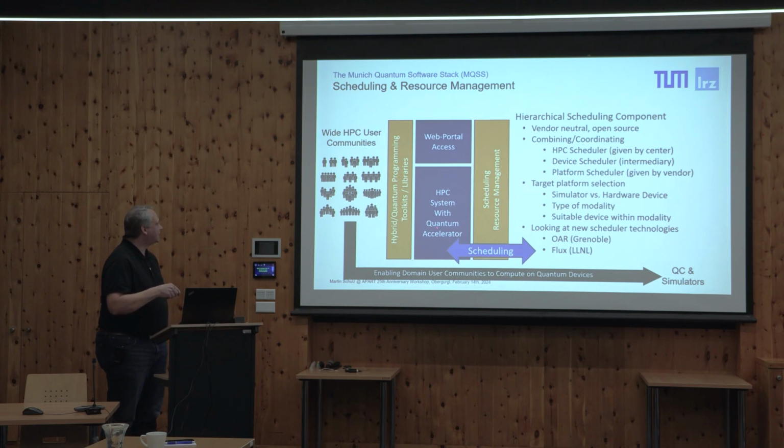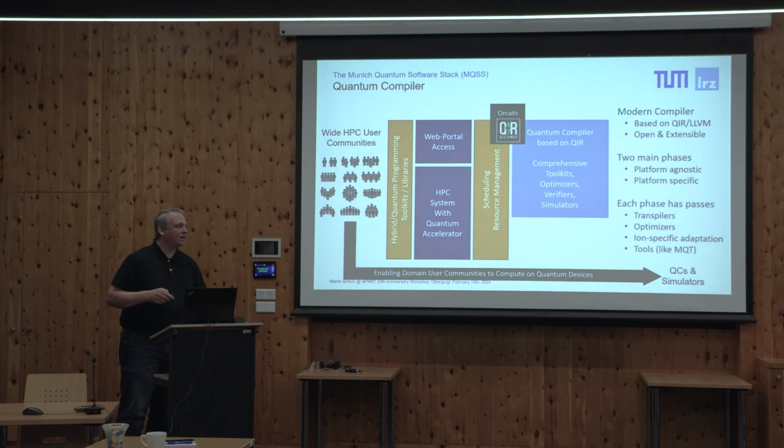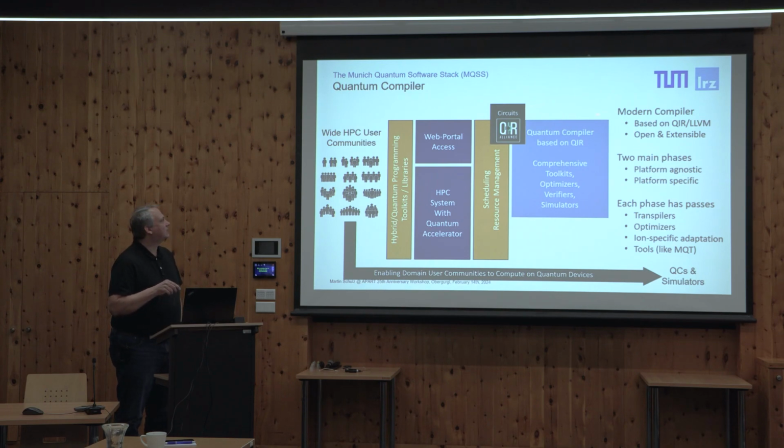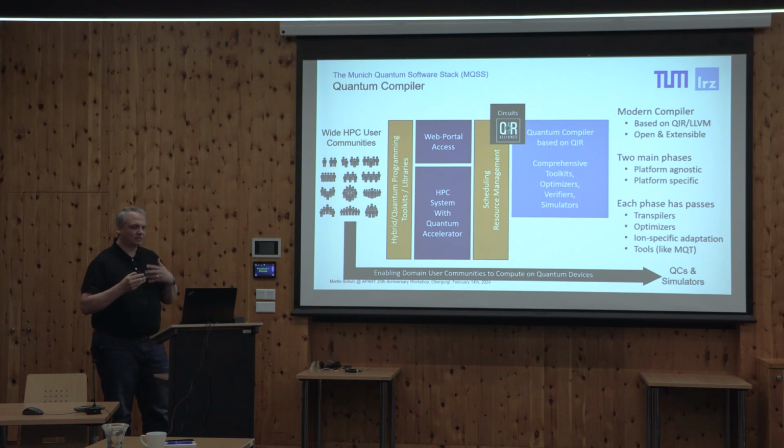Slurm will probably stay on the HPC side, but for this intermediate layer, we're looking at how we can augment this. Then we come into compiler infrastructures, going through this QIR part, where we have a compiler with the appropriate toolkits, optimizers, verifiers, whatever you need at this point. And here again, we're putting together something similar to what we know from classic systems. It is LLVM based, QIR based, so we can actually do this.